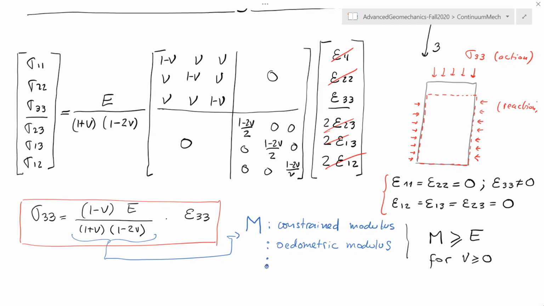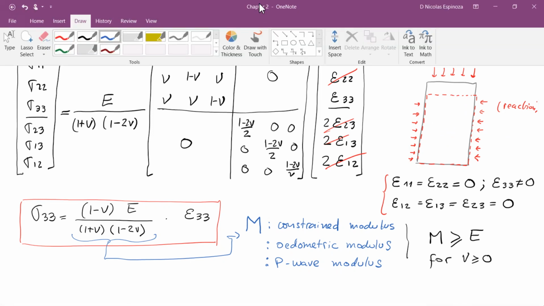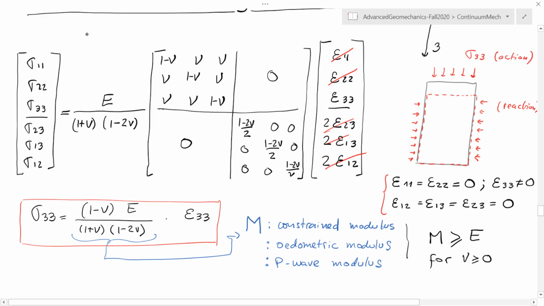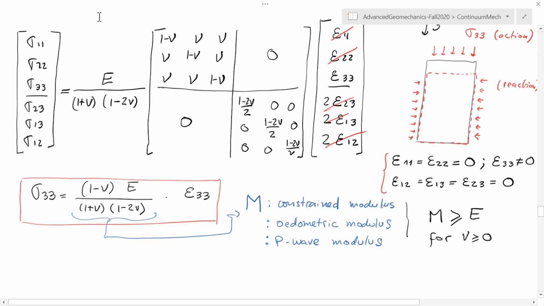And it is also the P wave modulus, because P waves move with causing a deformation similar to the one that we see over here. We'll come back to this later on. All right, so let's see now how we can use the stiffness matrix and our boundary conditions in order to predict horizontal stress.